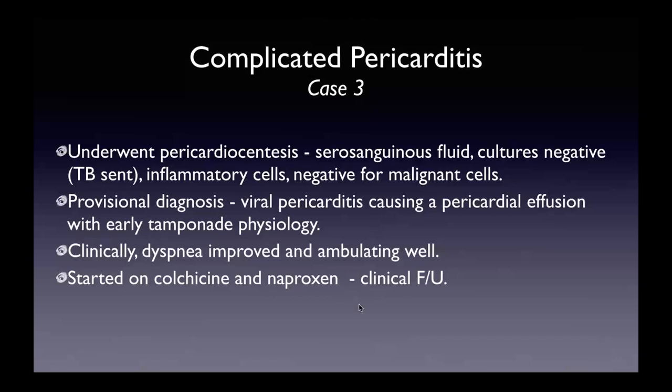And that showed serosanguinous fluid. Cultures were negative, including cultures for TB eventually. There were some inflammatory cells found, and it was negative for malignancy. And the provisional diagnosis was viral pericarditis causing a moderate to large pericardial effusion with early tamponade physiology. And it was managed as such with colchicine and naproxen, and after pericardiocentesis, his dyspnea improved, and he was ambulating well, and he was sent home for a clinical follow-up.